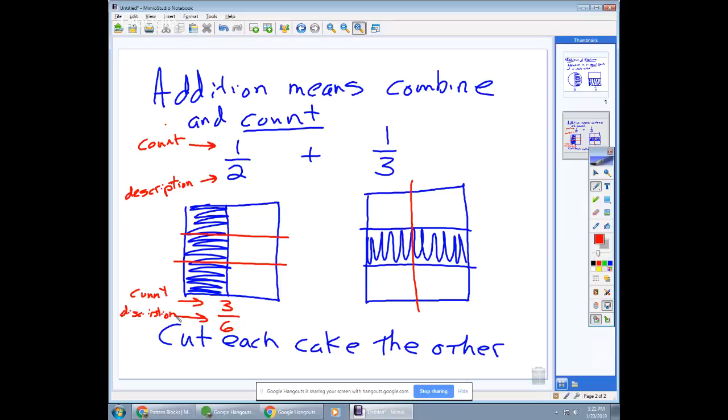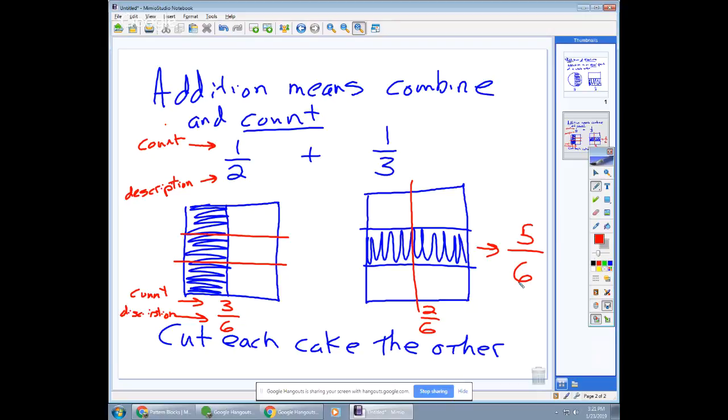On the other cake, instead of calling it a third, I can give it an equivalent name of 2/6. True? Okay, so now I have the same kind of thing, so I can count them up. How many pieces do I have altogether? There's 5 pieces, and they just happen to be sixths.